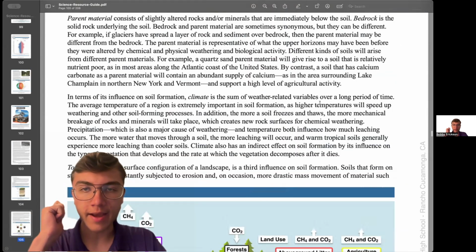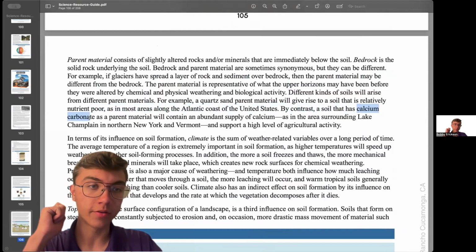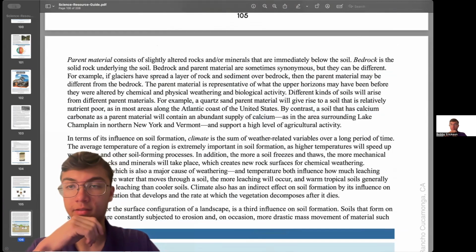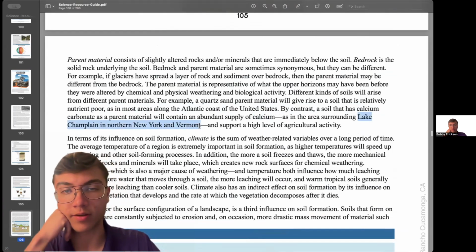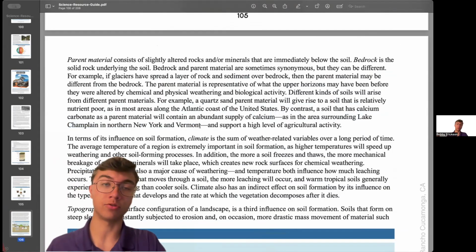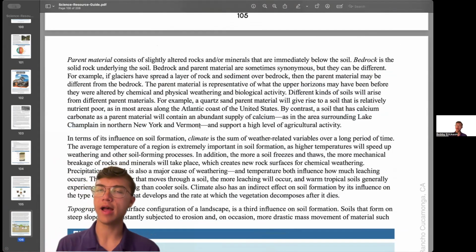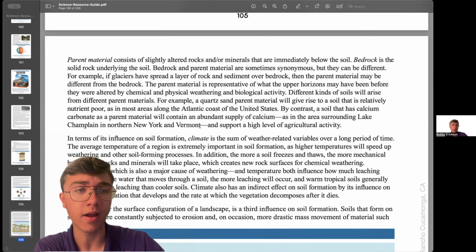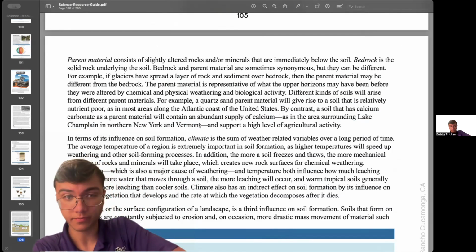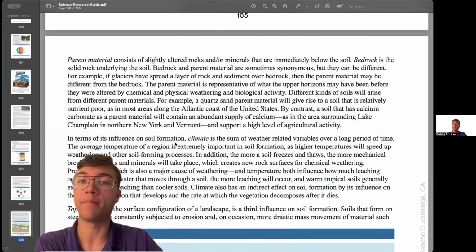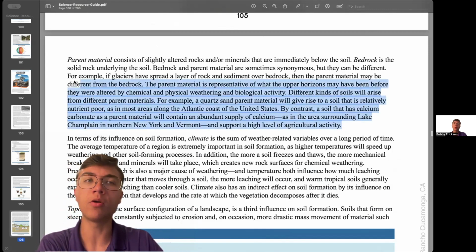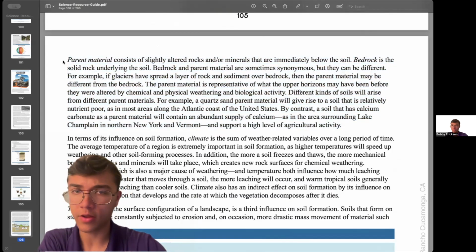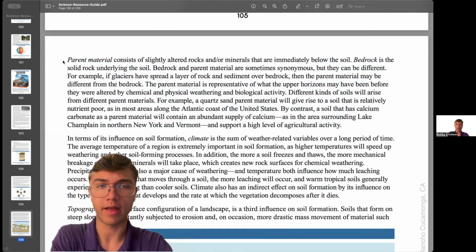But then if we have calcium carbonate in the soil, so limestone, we actually will have a lot of calcium, such as the Lake Champlain area in northern New York and Vermont. And this will allow for a lot of agricultural activity. So think about New York and Vermont. I don't usually think of those as really high agriculture, but in this case, they are. So Lake Champlain means calcium carbonate, and that means an abundant supply of calcium. So hopefully you remember, oh yes, calcium is very good for me. I need to drink my milk. And so that milk will be very nutrient rich and very good for agricultural activity.